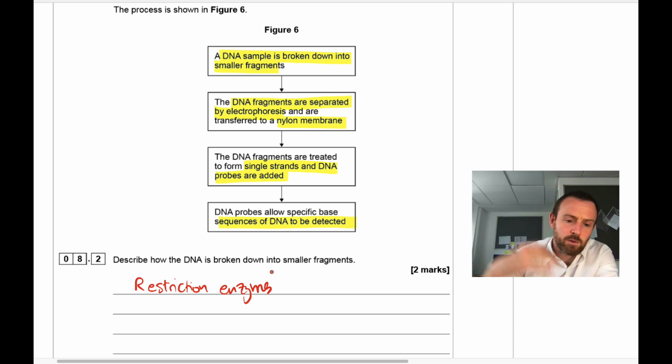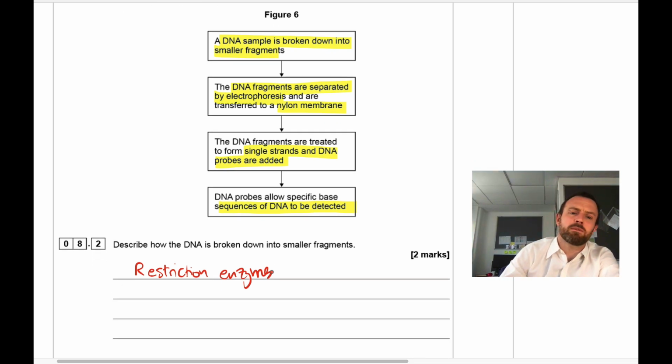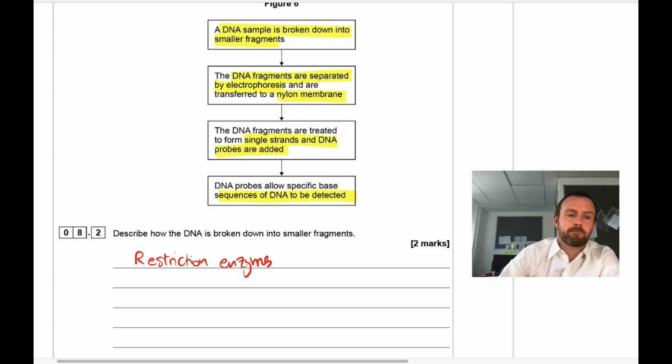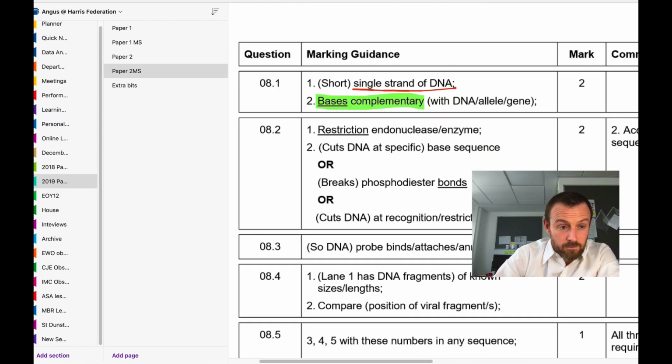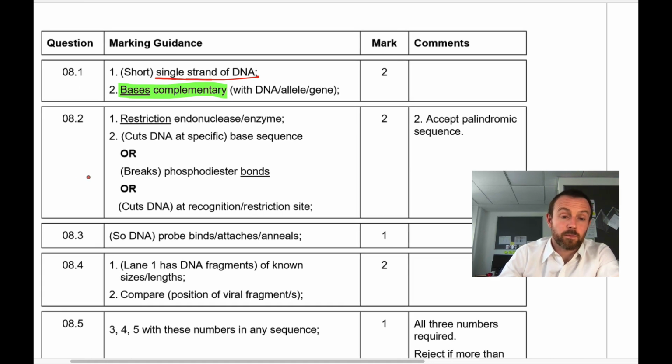And then it's a 2 mark, so I want to add more content. So I'd say restriction enzymes cut at specific sequences, specific palindromic sequences maybe, just to be sure, or specific recognition sites, you could say. Okay, so it is restriction enzymes. Restriction enzymes cut at specific base sequences. You could say that it breaks phosphodiester bonds at recognition sites.